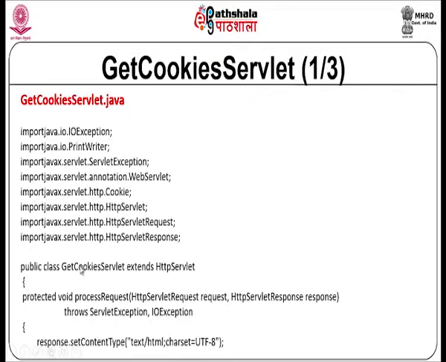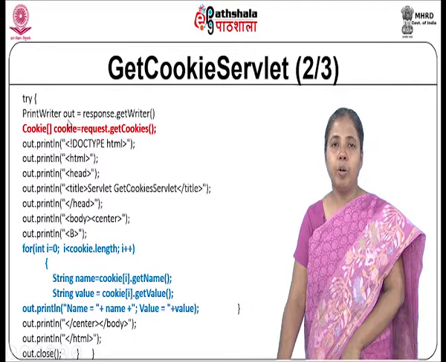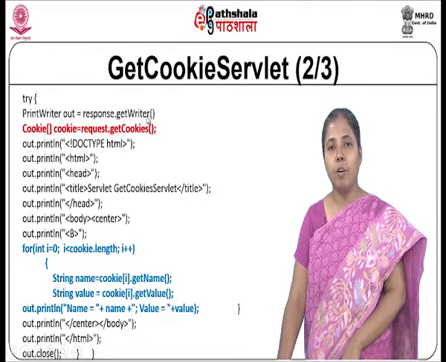Now, coming to get cookies servlet, it is an HTTP servlet, and again you use a method called process request, but this method is not the lifecycle method. The lifecycle methods are do get or do post. From the do get we are actually calling the process request method. So, we define a method called process request which takes two parameters, HTTP servlet request and HTTP servlet response, and as usual you write the code to set content type to HTML, and you create a print writer object by using a method called get writer.